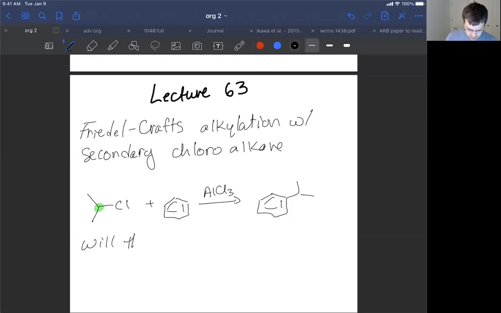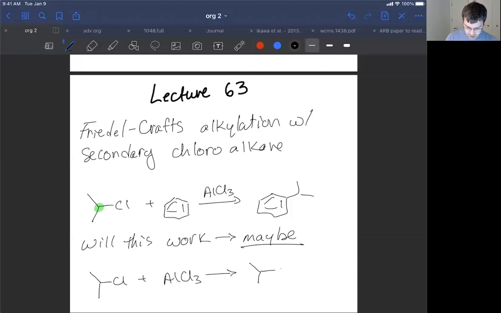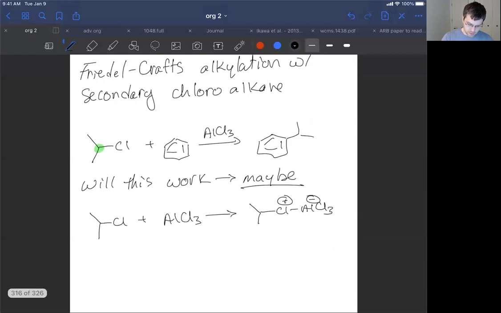So will this work? The answer is maybe. What we have to rely on is this chlorine first reacting with aluminum trichloride to give a complex where the chlorine is attached to the aluminum, and now the chlorine atom that was once part of our carbon framework, to be our super electrophile, is now positively charged. Will this work as is?